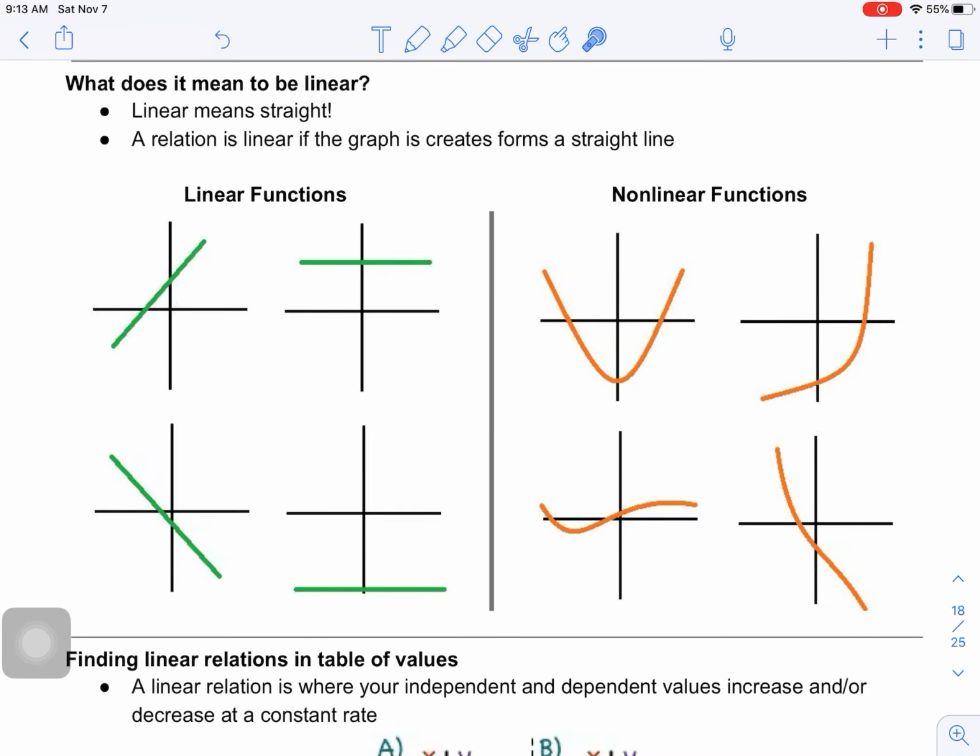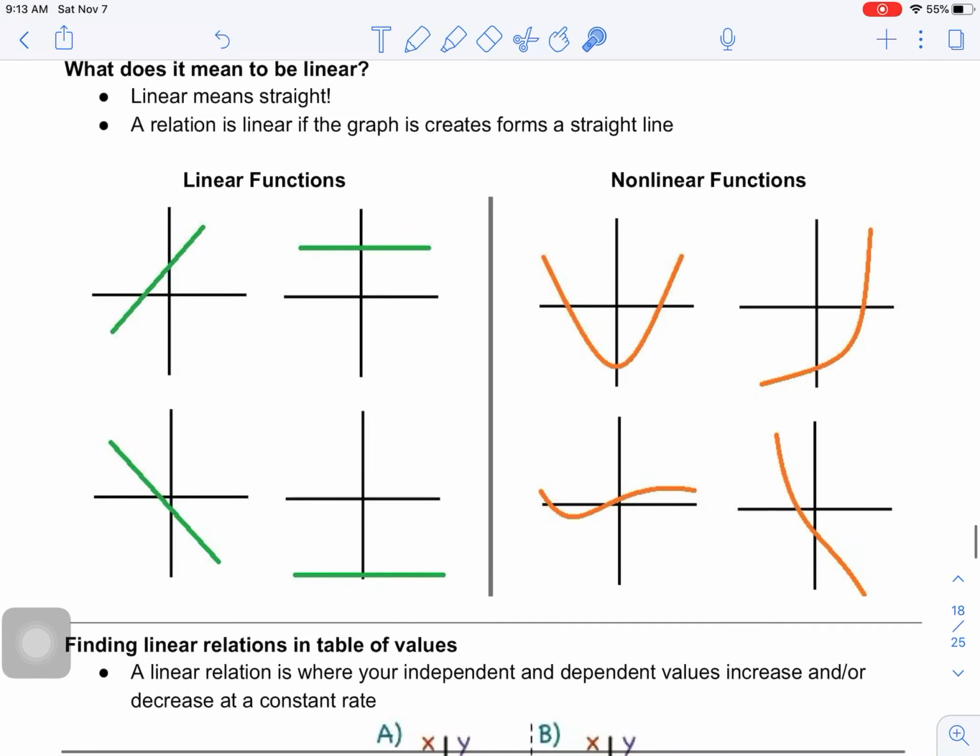So let's move forward. What does it mean to be linear? Well, linear means to be straight. Okay, so a relation is linear if the graph it creates forms a straight line. Okay, so here we can see that all these graphs here are perfectly straight lines. And what does that mean? That means they're a linear function. Here we have nonlinear functions. We can see that they squiggle, they bend, they turn, they wiggle. So these are not straight lines, therefore they are nonlinear. Okay? So honestly, visually, it's pretty easy to notice. If something is a straight line, therefore it is a linear graph.